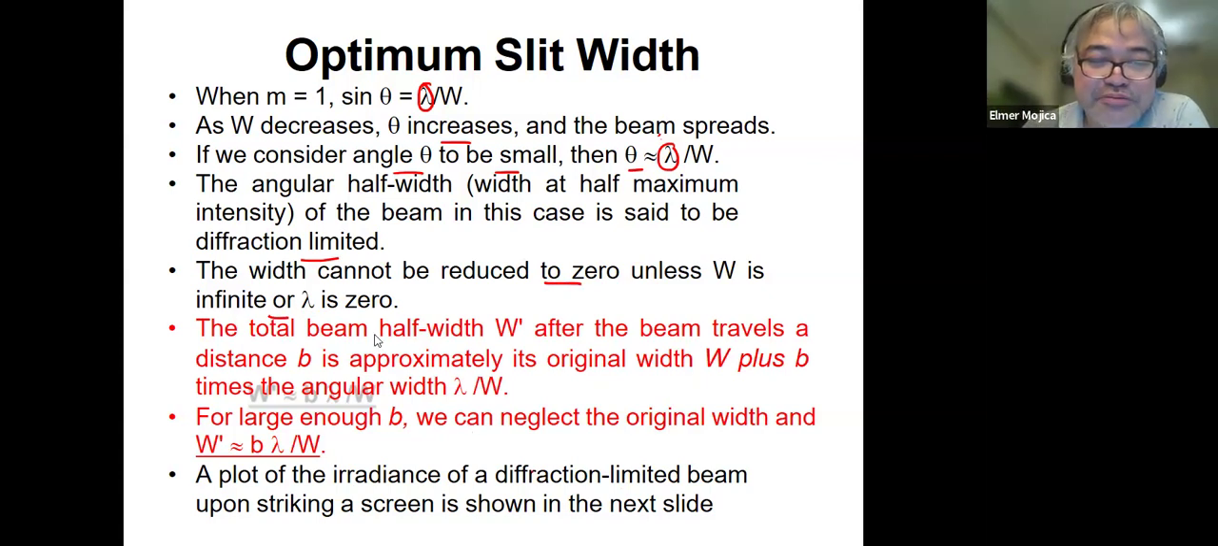So you have this total beam half width, W prime, after the beam travels a distance of B, and it's approximately the original width plus B times the angular width, so wavelength over the width. So for large enough B, we can neglect the original width.